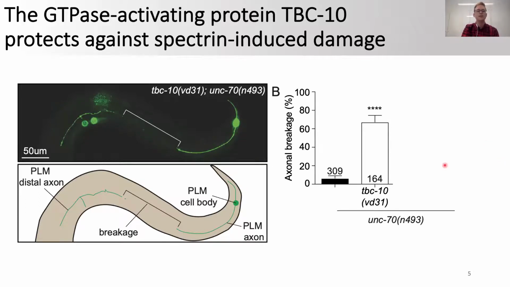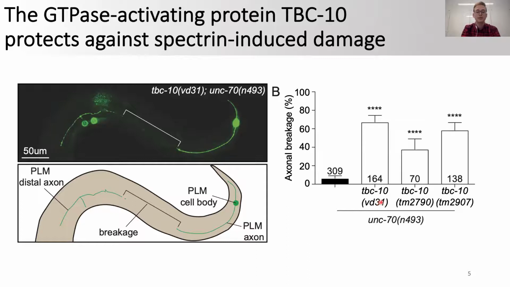So in addition to the allele that we isolated, this so-called VD31 allele that we isolated in Massimo's lab, we obtained 2 additional deletion alleles of TBC10 from the C. elegans knockout consortium, which further confirmed the causality of this TBC10 mutant, as they both present with significant enhancement in the rate of axonal breakage in the UNC70 mutant background.